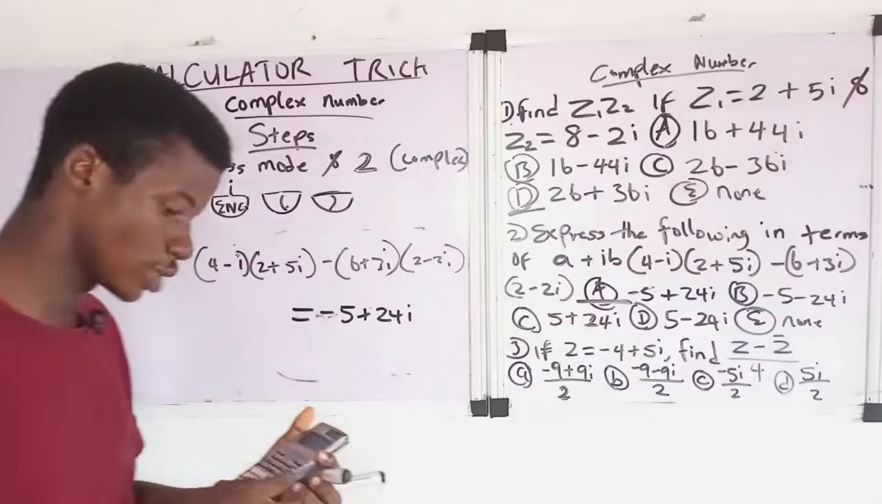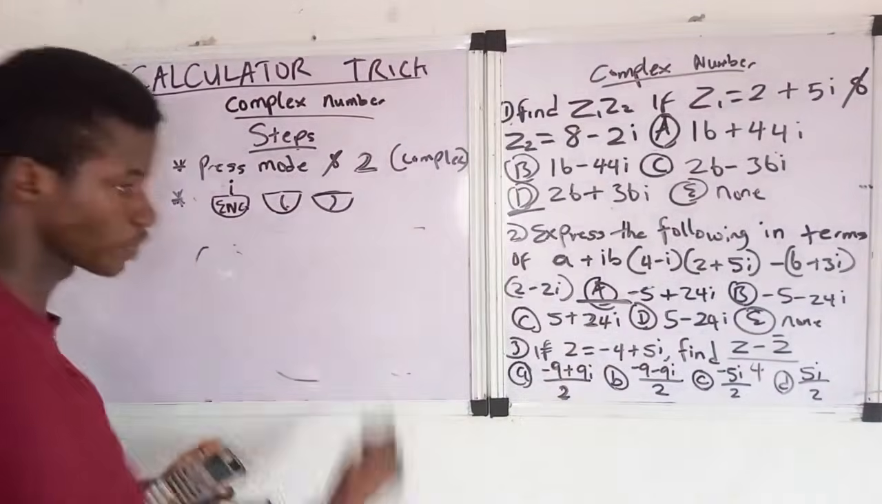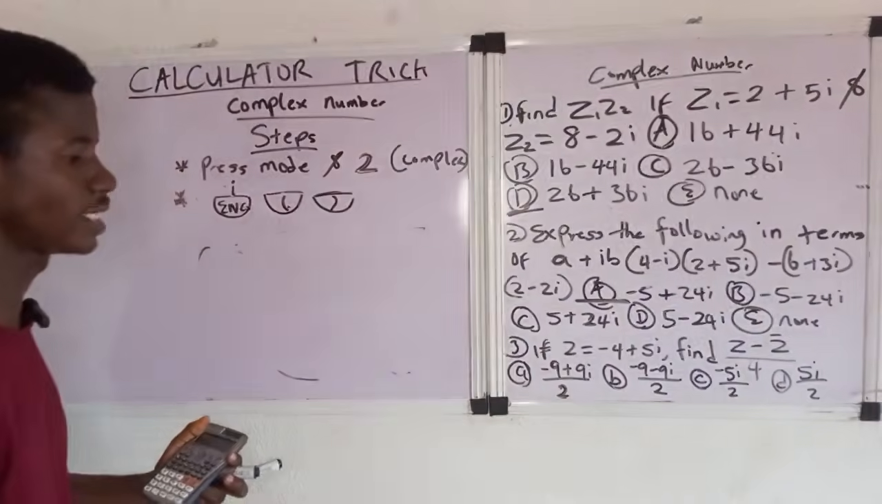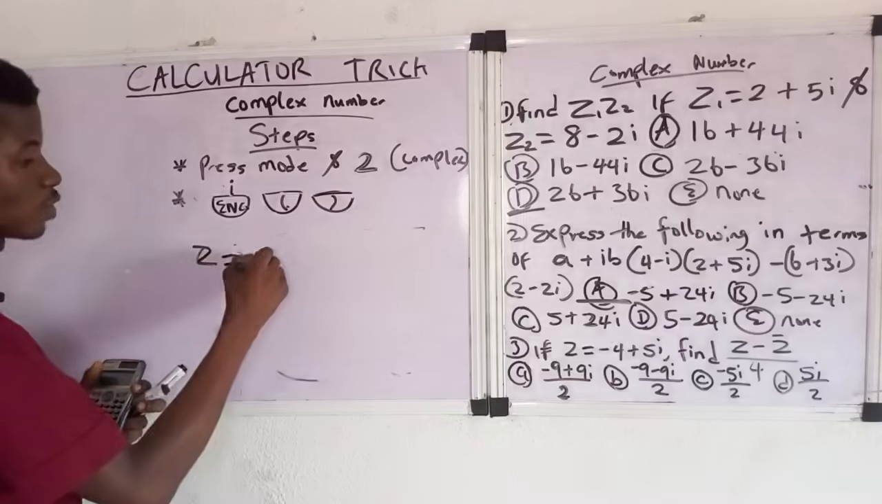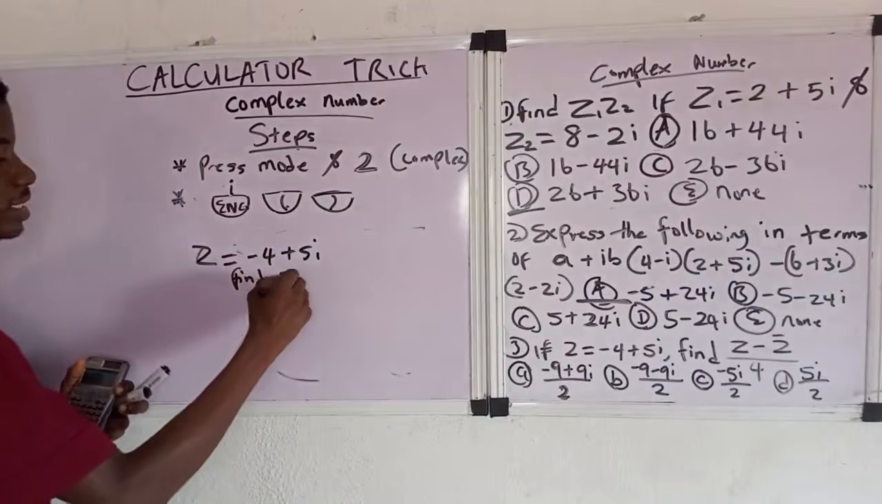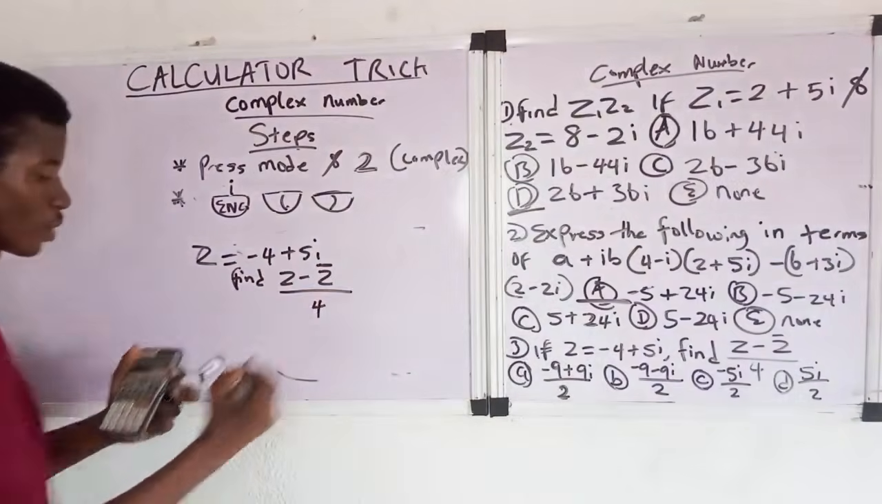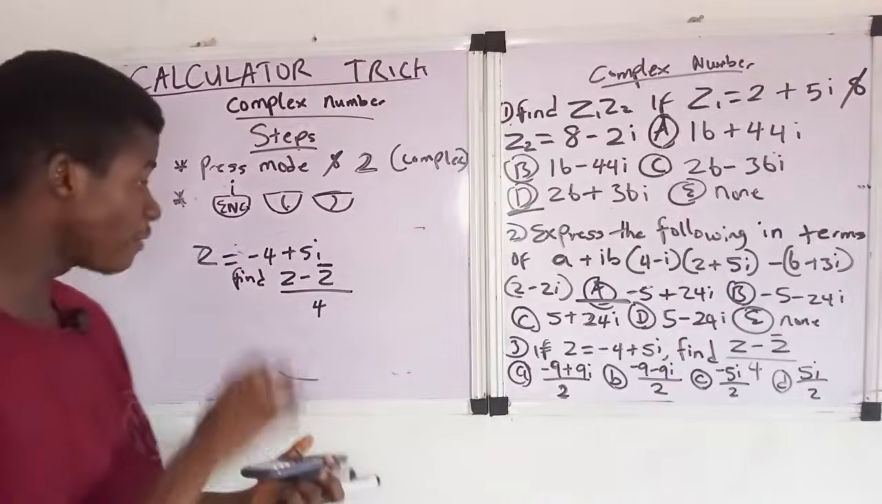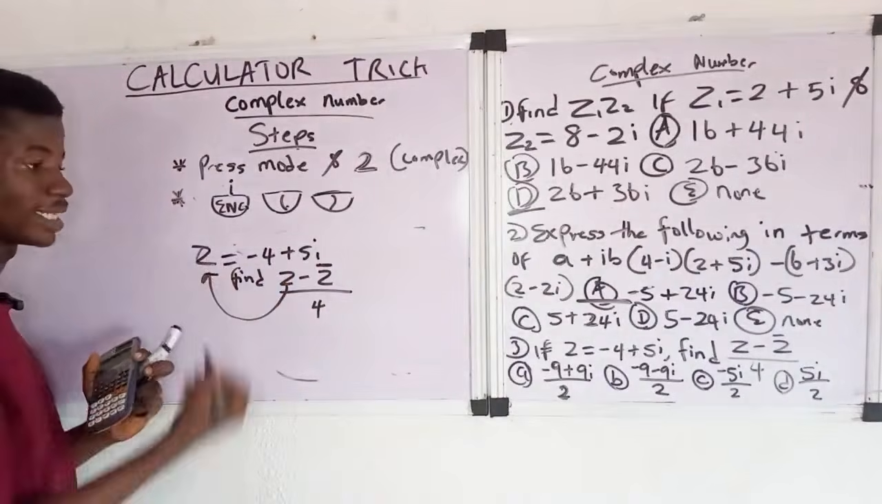Okay. Now let's do the last question, which is question 3. If you look at question 3, they said if z, the complex number, is equals to minus 4 plus 5i. Now they say find z minus z dash divided by 4. So if you come across this question, z is a complex number.